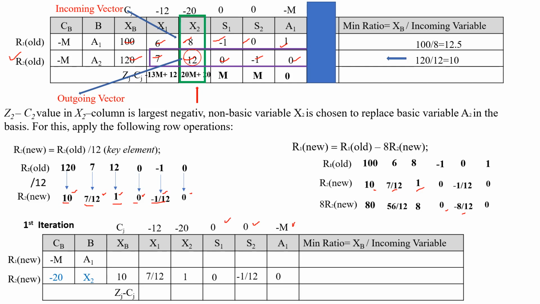Next, R1 new is R1 old minus 8 R2, which means 100 minus 80, which is 20, 6 minus 56 by 12, that is 16 by 12, 8 minus 8 is 0, minus 1 minus 0 is minus 1, 0 minus of minus 8 by 12 is 8 by 12, 1 minus 0 is 1. Enter these values in the R1 new.